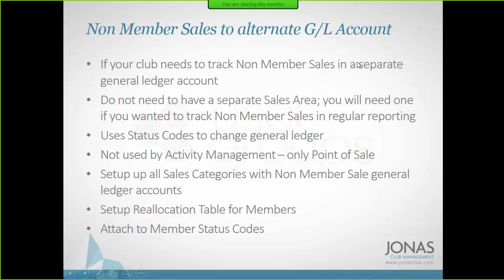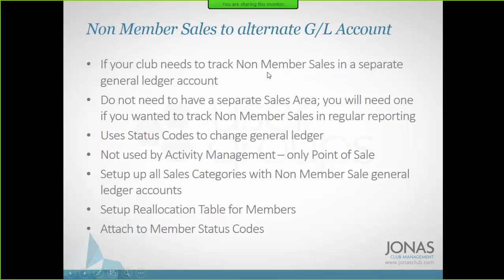Now this next one gets a bit confusing, but bear with me. There are some clients that track on their general ledger non-member sales versus member sales. So they might have two food revenue GL accounts, one for non-member food sales and one for member food sales. And a lot of clubs that do that, they're doing it by having two separate areas. So they might have dining room member food sales, dining room non-member food sales. That's obviously a bit awkward because then the server has to change the sales area every time for it to drive to the appropriate account.